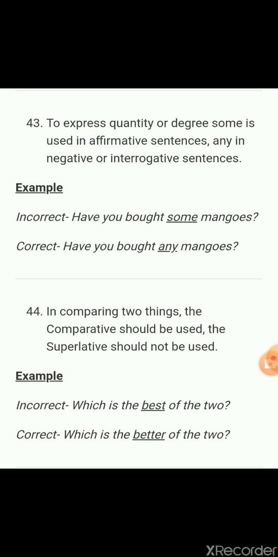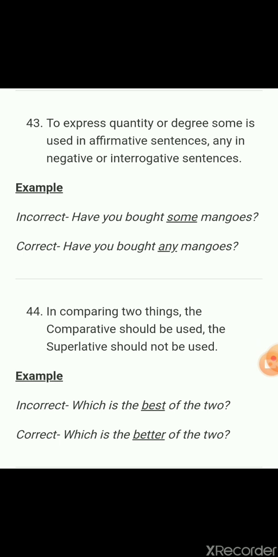So to express quantity or degree, some is used. When we are talking about some positive statement, some will be used. If there is a positive statement and we have added any, it will be wrong. So look at the example, you will understand very clearly. Have you bought some mangoes? It's an interrogative sentence, so: have you bought any mangoes? Some will come with an affirmative statement, purely positive.